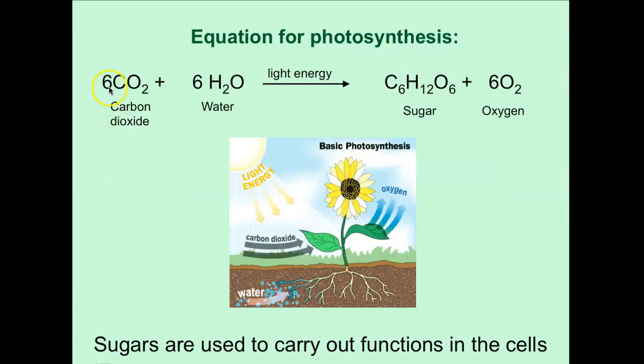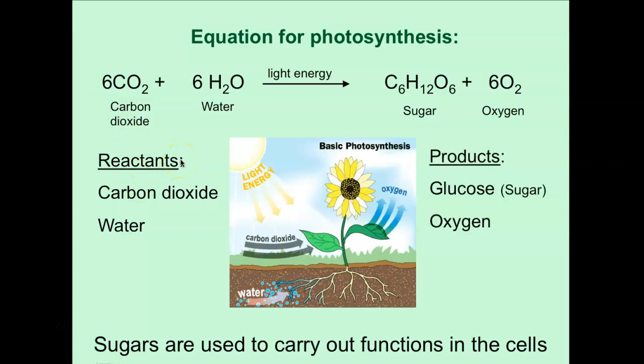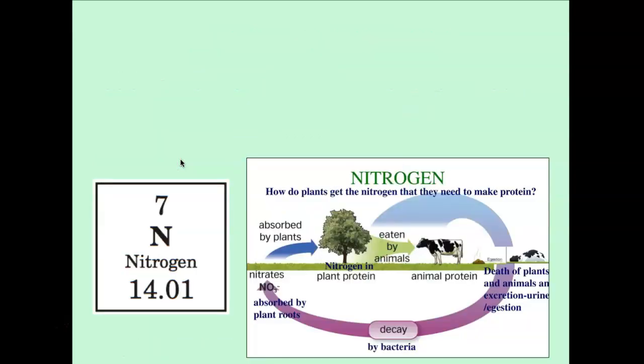So this is our equation for photosynthesis. We're going to have 6 molecules of carbon dioxide plus 6 molecules of water. In the presence of light energy, will produce C6H12O6, or glucose sugar, as well as 6 molecules of oxygen. So the sugars are going to be used to carry out different functions in the plant cell. So our reactants are the things on the left-hand side, remember our chemistry, carbon dioxide and water, there's our 2 reactants. And our two products are glucose, which is sugar, that's the food that plants make, and oxygen.